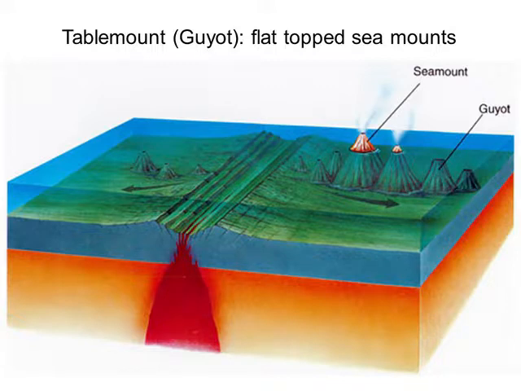So a table mount typically, unlike a seamount, will have a flat top. So if you think of a mesa but underwater, that would be your table mount.